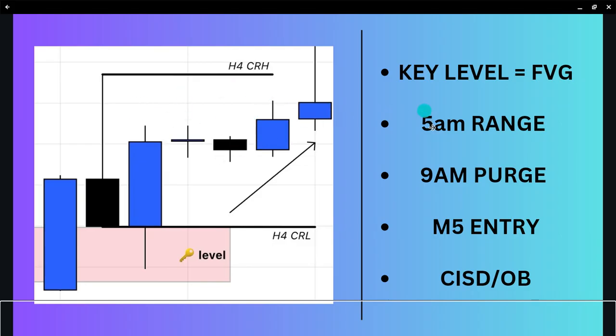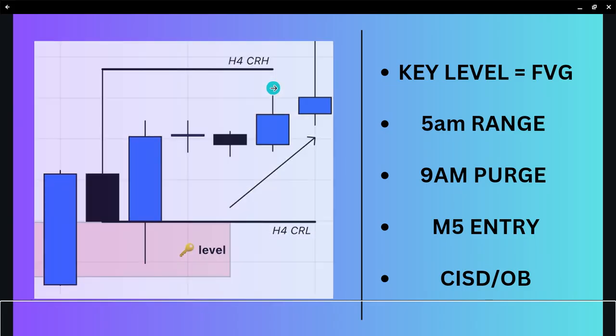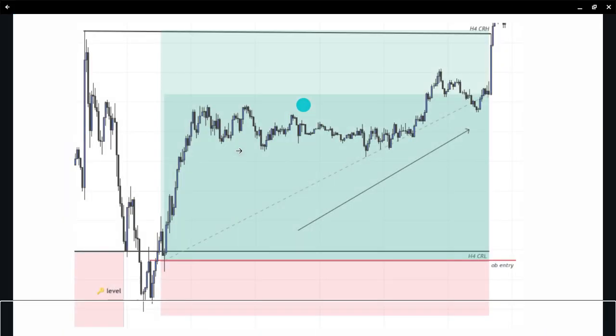5 a.m. range, right here, 9 a.m. purges at a key level, which is an FVG, old FVG. In this example, I've used an FVG, but it can be anything. 5-minute entry, CISD or the order block, and then target the opposite range. Right there is the example of the previous slide. We have a range over here. You can see this is the high and this is the low. The key level you can see below is the FVG.